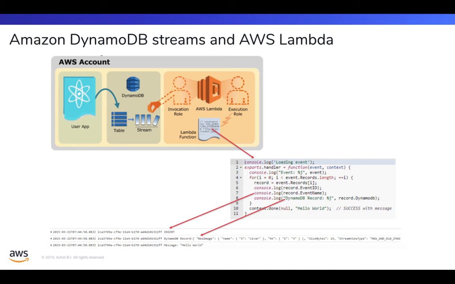But if you want to access the record in the stream, then you need to have an execution role for that DynamoDB stream. So ultimately you need to have two kinds of roles: one is an invocation role and another one is an execution role for a DynamoDB stream.